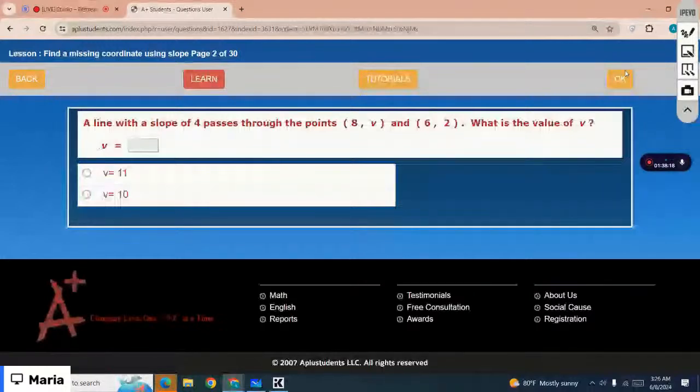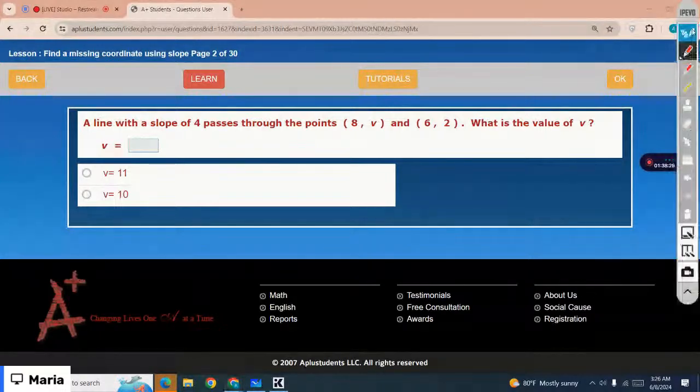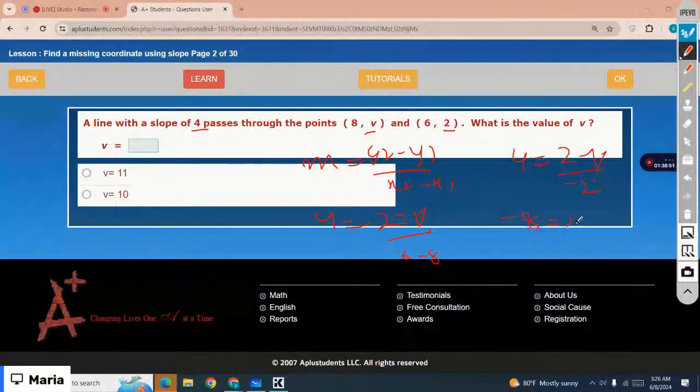A line has a slope of 4 that passes through the points 8, v and 6, 2. What is the value of v? So let's just calculate the slope. That is m equals y2 minus y1 divided by x2 minus x1. M is 4. Y2 minus y1, 2 minus v. X2 minus x1, 6 minus 8. That is 4 equals 2 minus v over negative 2. So negative 2 times 4 is negative 8 equals 2 minus v.